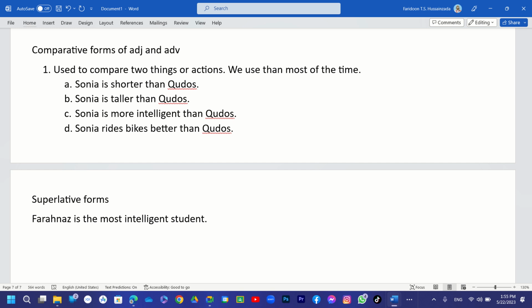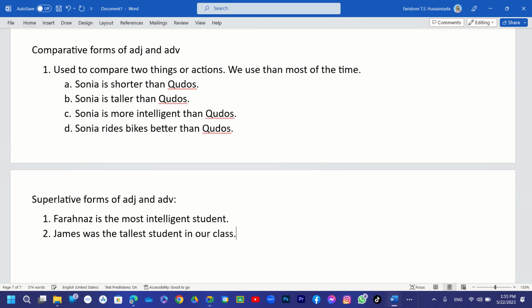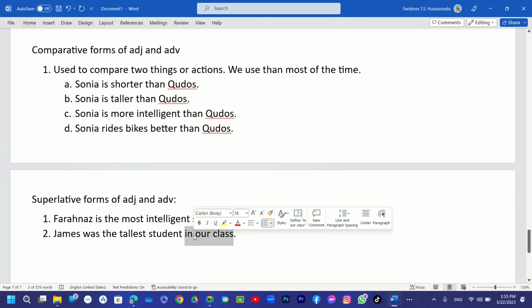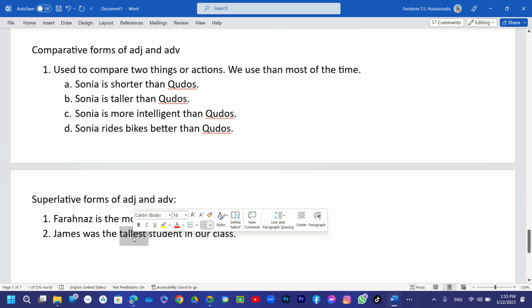If I just write the title, it's good, I think. Superlative forms of adjectives and adverbs. Okay. So, Farnaz is the most intelligent student. You can also continue it with another sentence like James was the tallest student in our class. Now you're limiting it a bit, right? In our class, it shows that even though you are talking about a very extreme case, it's not something in the world, it's just in your class, okay?